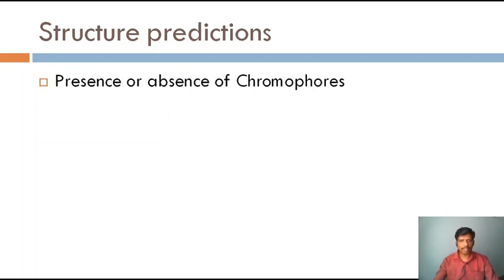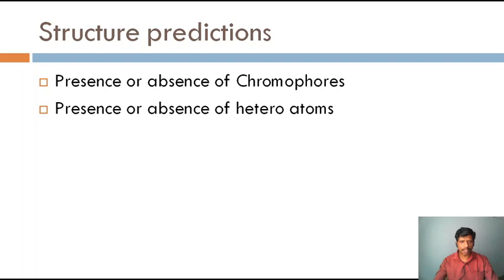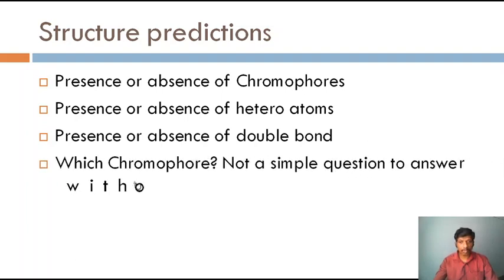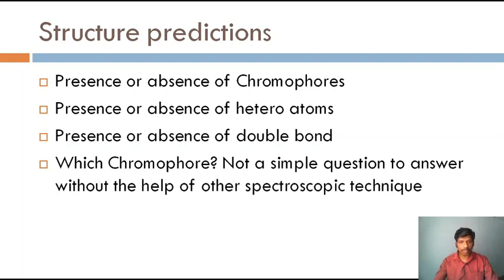What structural feature predictions can you make? You can predict whether a chromophore is present or absent, whether heteroatoms are present or absent, and the presence or absence of double bonds or conjugation. But which chromophore is present, which structure corresponds to which wavelength, is not certain, because the absorptions coincide and overlap with one another, and therefore we cannot predict that.